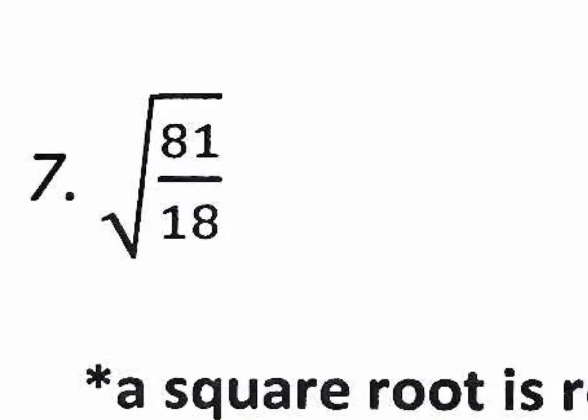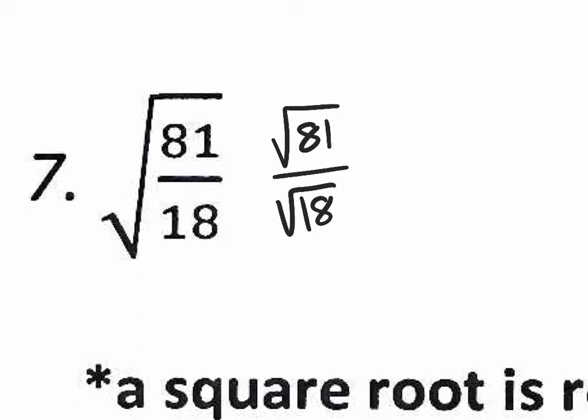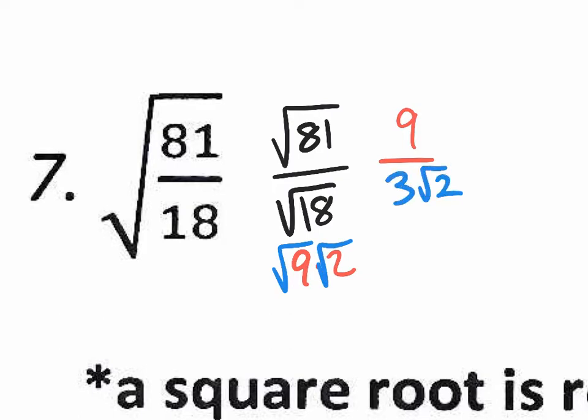Number 7, let's split that root. We're going to have the square root of 81 over the square root of 18. What's the square root of 81? 9. Square root of 18 I cannot do, but I could break it down, right? 6 times 3? No, not 6 times 3. 9 times 2. So 9 times 2 is what you want. 18 is not a perfect square number, but 9 is. That way when you split it, you could actually do the square root of 9, which is 3. And of course, you still have the square root of 2. So that's your answer, right? No? It's not your answer yet.